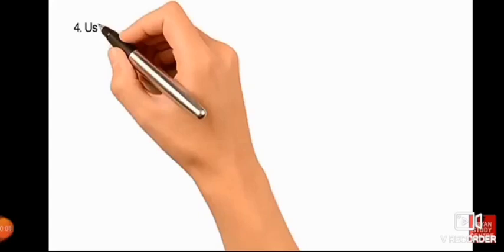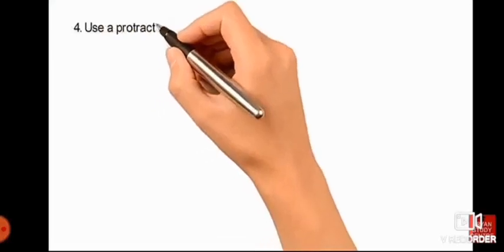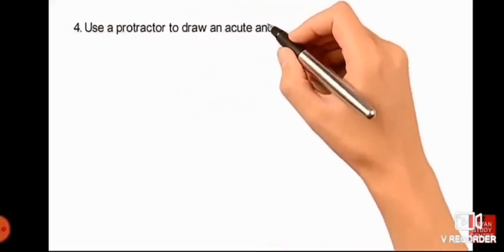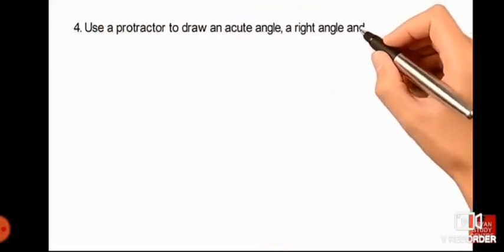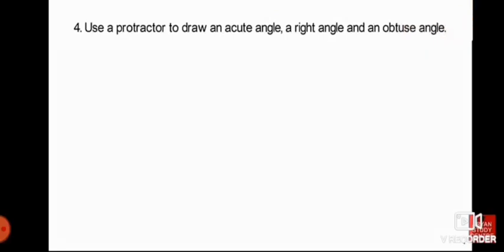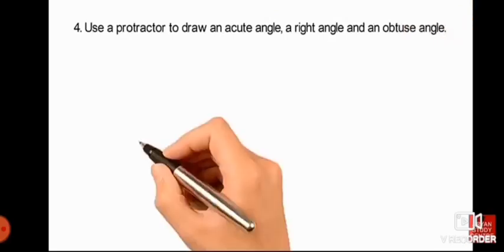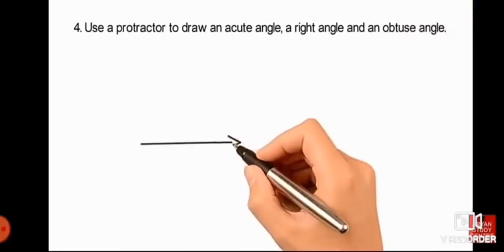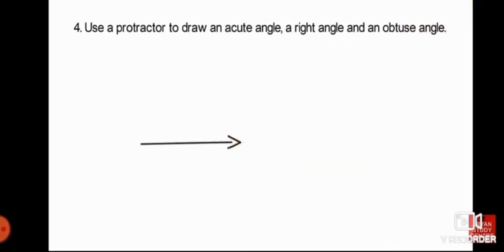So now we'll solve and construct as per the instructions given in the question. Let us begin with question number 4. Use a protractor to draw an acute angle, a right angle and an obtuse angle. First we are going to construct the acute angle. For that, here I have constructed one arm of the angle. We will name it BC. So it is ray BC.